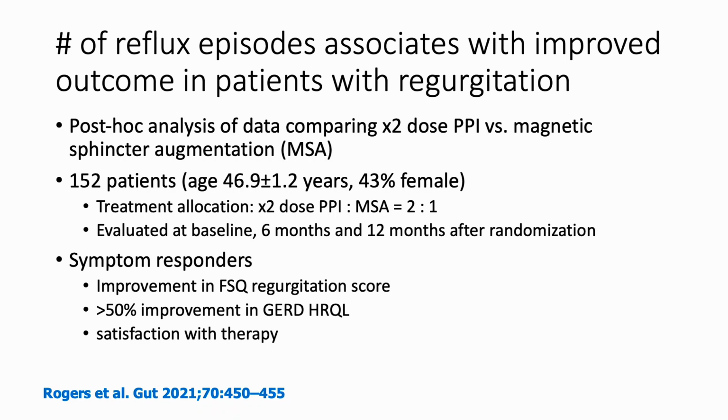And these patients were evaluated 6 and 12 months after randomization. A group of the PPI allocated treatments were allowed to switch over to magnetic sphincter augmentation after 6 months. What they looked at was improvement in the foregut symptom questionnaire, especially the regurgitation score. They defined symptom responders as those who had at least 50% improvement in GERD quality of life, and patients who were overall satisfied with the therapy. So this was their definition of symptom responders.